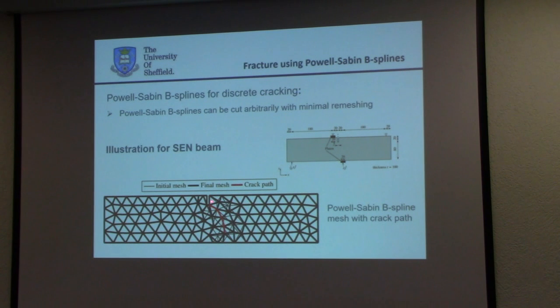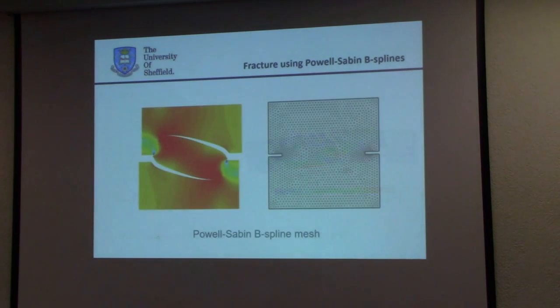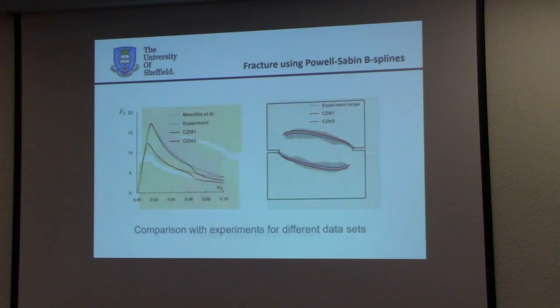Here you see again the notched specimen, and you have a curved crack propagation with easy, very easy standard remeshing. And here you see the stress profiles, very smooth, very continuous, and the convergence when you go to a higher number of degrees of freedom. Another case, the Nooru-Mohamed specimen with double notches. Here you see the crack propagation with the stress contours, again smooth, well defined, and these are just the advantages of these approaches.